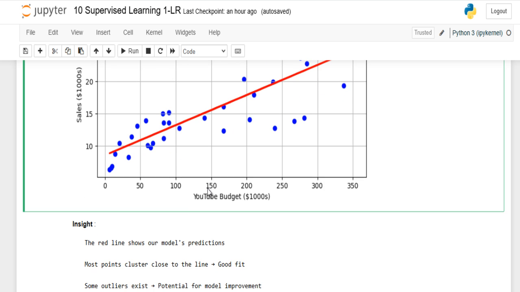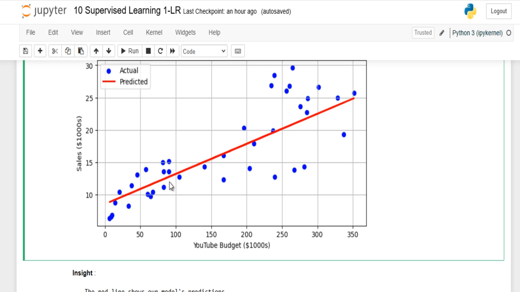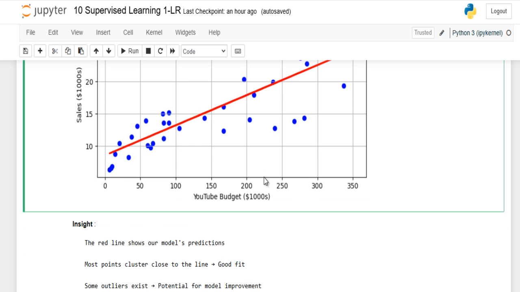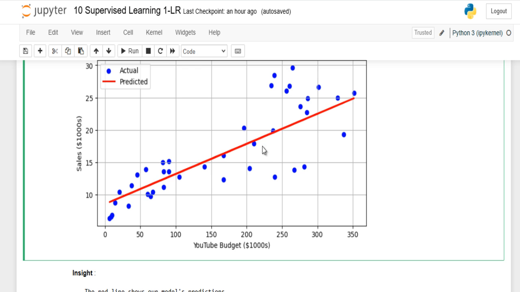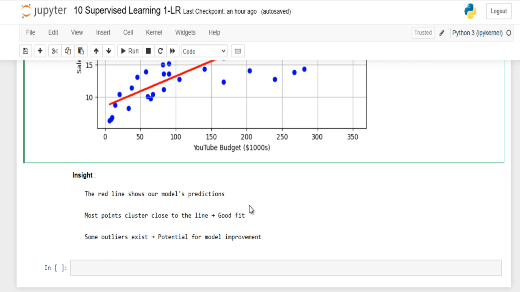Now the red line shows our model predictions. This red line, we call it the regression line. Then most points cluster close to the line, and we call it a good fit. So those points that are very close to the line show a good fit. But those that are very far cannot be explained by the model. These far points are fewer than the close ones, but some outliers exist. This is a potential for model improvement, because the outliers are the points that are far from the line.